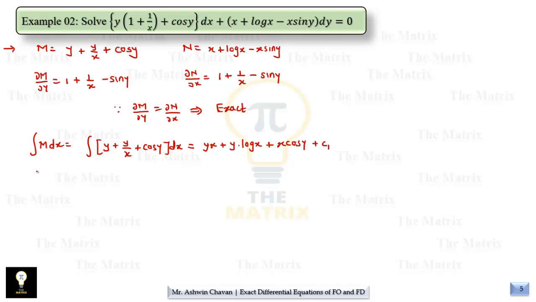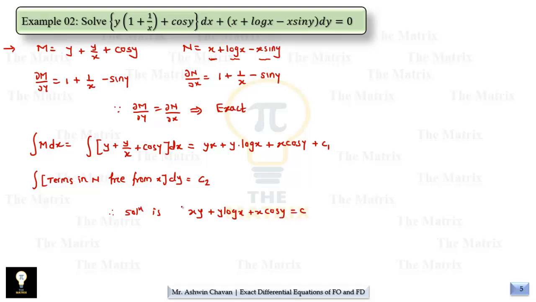Okay, now the integral of terms in N which are free from x with respect to y. Is there any term free from x? The first is of x, the second is of x, and the third also contains x. So there is nothing, so it is just the integral of no term, or only dy. That's why it is c2. Therefore, the solution is: we'll have the xy functions on the left side and all constants on the right side as c. So this is the final answer for the given differential equation.